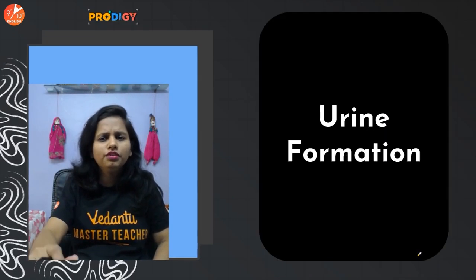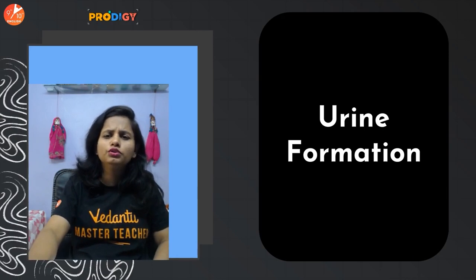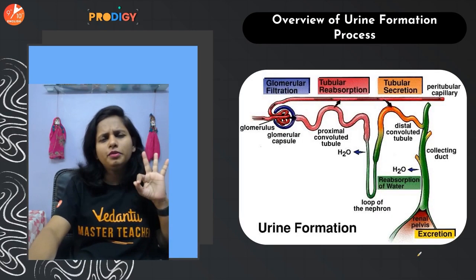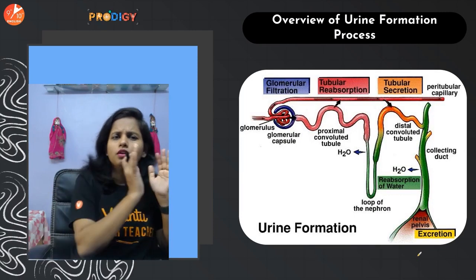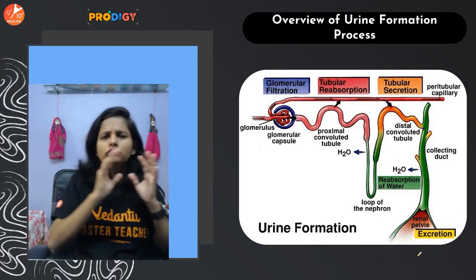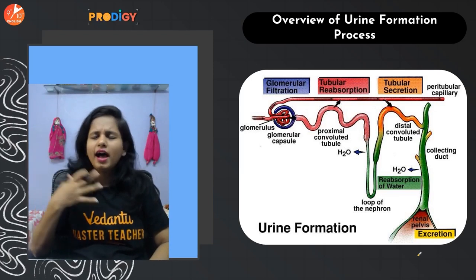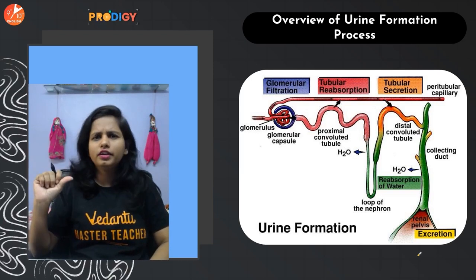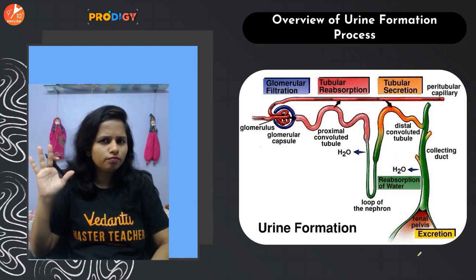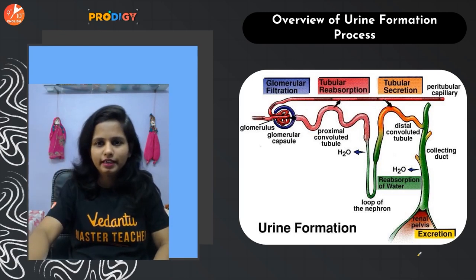Okay. Now students, moving further, let us talk about the urine formation. Now urine formation takes place in three steps: glomerular filtration, tubular reabsorption and tubular secretion. So I call it as FRS: filtration, reabsorption and secretion. Let's try to understand this.